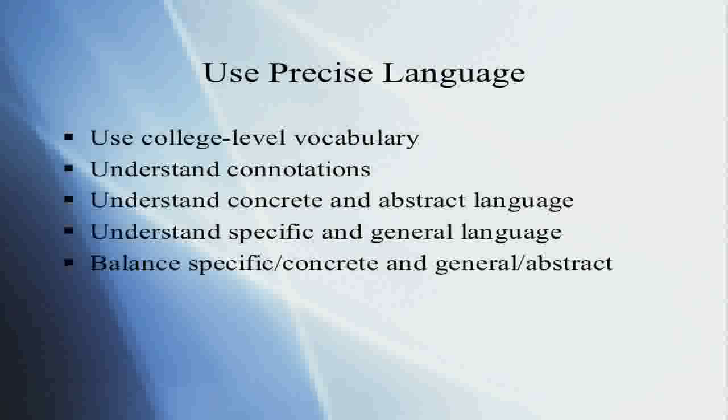Adjectives are usually abstract. General language refers to groups or categories, whereas specific language identifies items in those groups or categories. As your book states, specific language varies by degrees. Animals is more specific than living creatures, but mammals is even more specific, and dogs is even more specific. Poodles is still more specific.